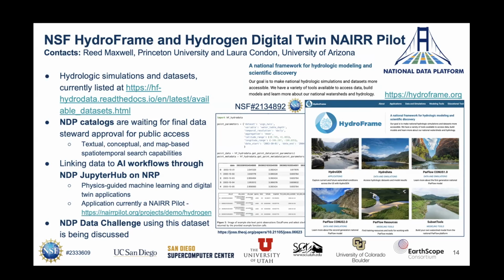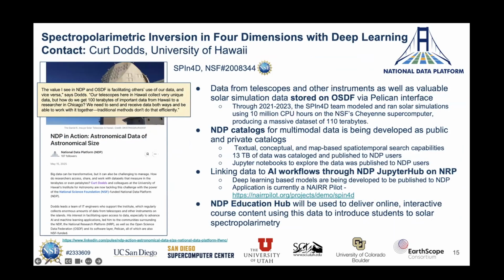And actually, Brian and I were discussing bringing the OSDF namespace into this now. Once it's there, you can use it in the context of AI workflows or data challenges, and examples are being generated. Another one is an example of Kurt Dutz, whose data is already on OSDF. I'm giving these quick examples so there's some ability to go and read and find these. They're in the catalogs. AI workflows that link this data and explain it to different users are also published on NDP. And Education Hub, in this case, is being used to deliver online interactive course content. So that's ongoing work.